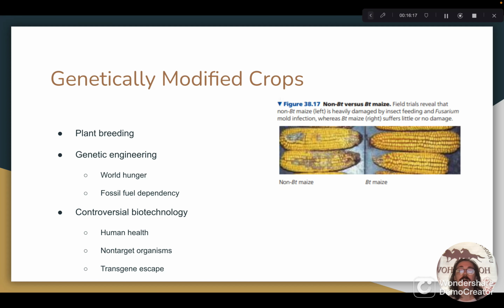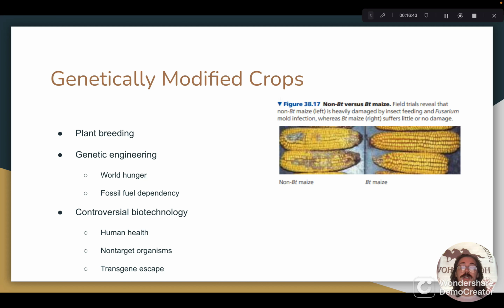Let's talk about genetically modified crops. Our first point is plant breeding. Plant breeding is the process by which breeders manipulate the plants they grow into presenting specific traits or characteristics by altering their genetic information. Wild plant species are often crossed with domesticated plant species over and over again until an offspring with the desirable characteristics from both species is created.